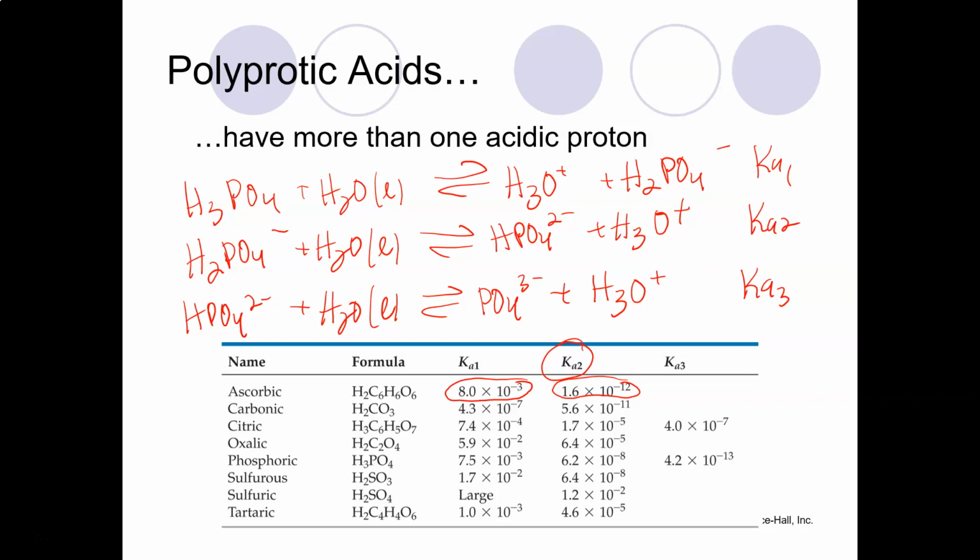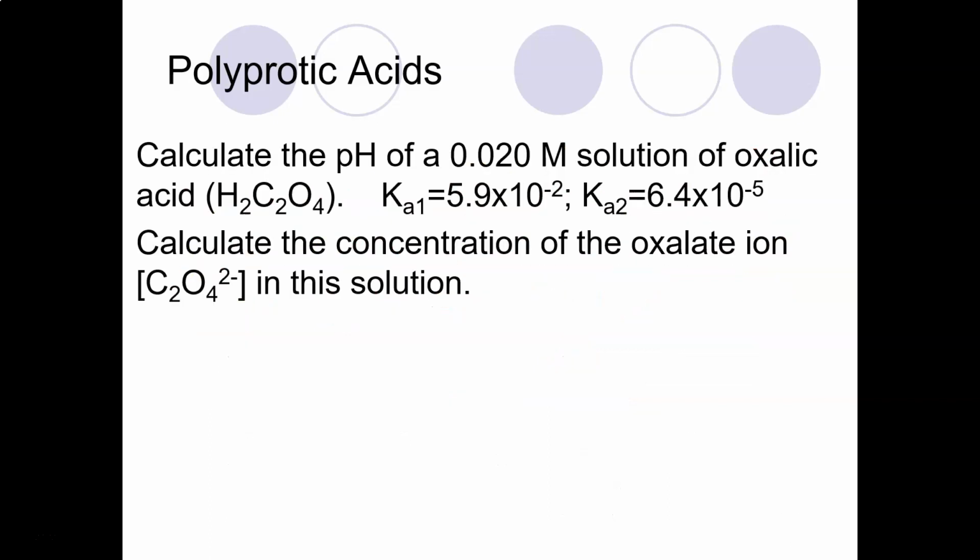We're not going to be actually doing problems with polyprotic acids. Here's an example of one that we could do that we're not going to, because this would require two ICE tables. One for Ka1 and one for Ka2. So for this polyprotic acid, instead of calling it HA, it would be H2A for the first one. And then the second ICE table would be HA minus. So we're not going to be doing these. I just wanted to show you that they exist.